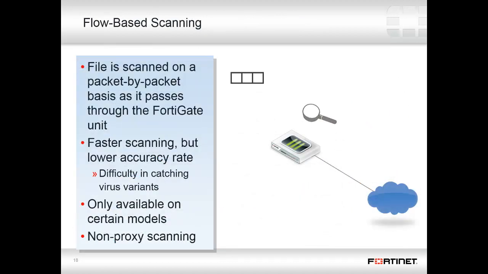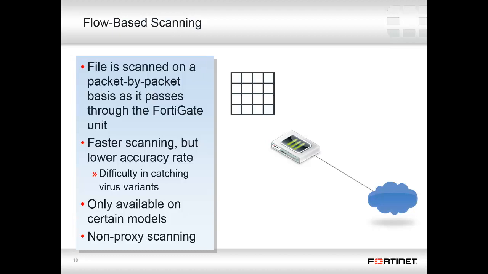Another option is flow-based scanning. Here, the files are scanned on a packet-by-packet basis. In this mode, there is no proxy involved, so you do not get the transmission delay that exists with the proxy-based method. It has a higher throughput for data, but the disadvantage is that it is less accurate.